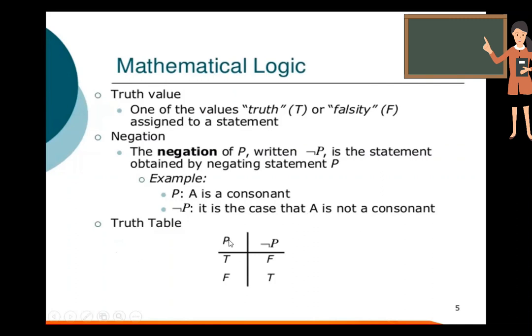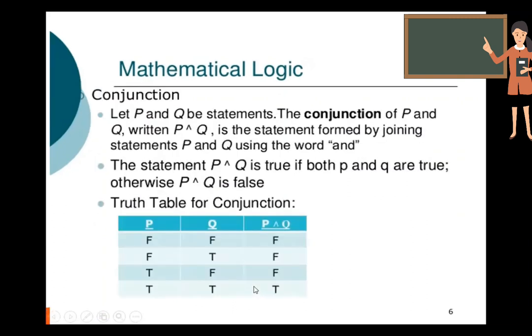So, we have the truth table. We have here P and the negation of P. In every statement, it can be true or false. So, the negation of true is false. The negation of false is true.